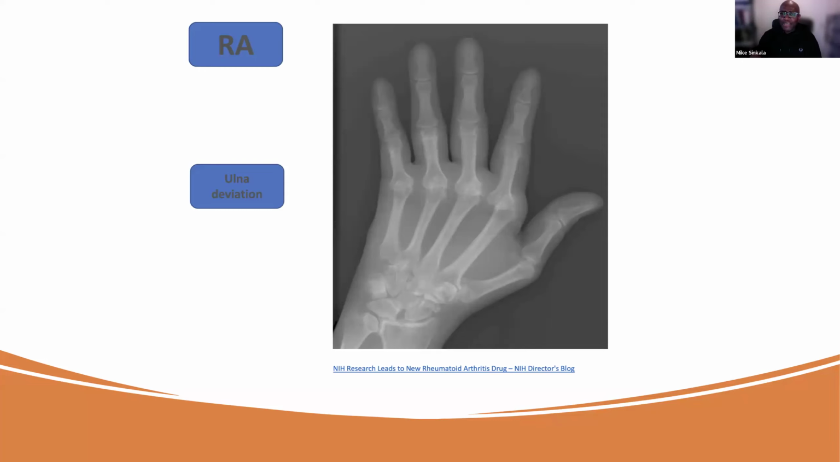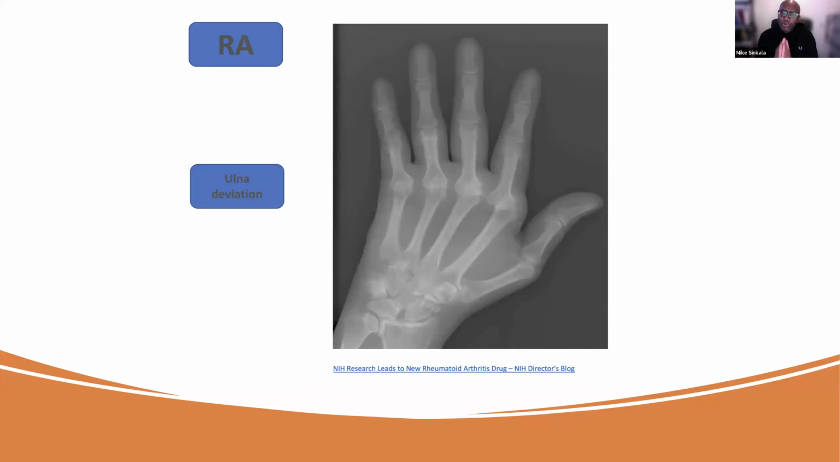Okay, a swan neck deformity is hyperextension of the proximal interphalangeal joint and the hyperflexion of the distal interphalangeal joint. And the boutonniere deformity is flexion of the proximal interphalangeal joint and extension of the distal interphalangeal joint. So the fingers are going to appear something like that. So this is what is called the boutonniere deformity, and the reverse is called the swan neck deformity.